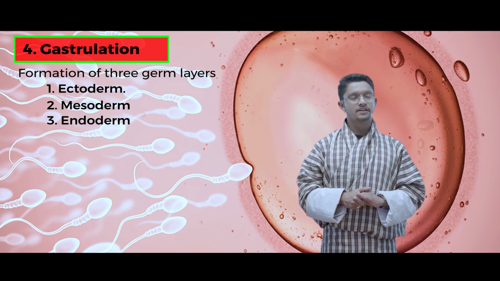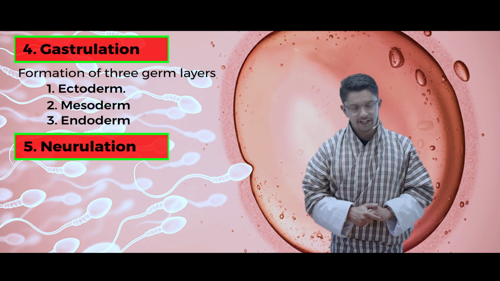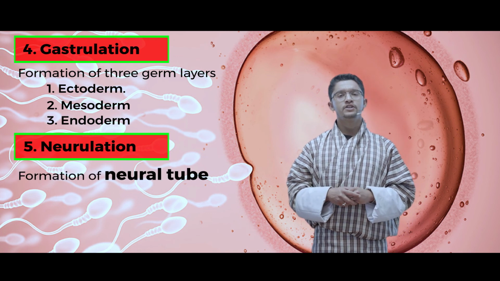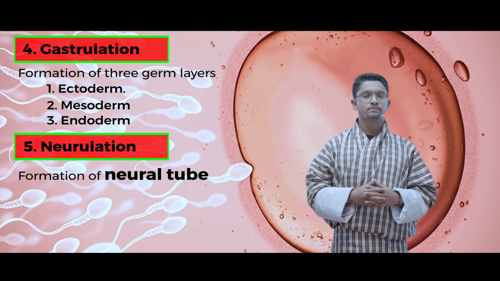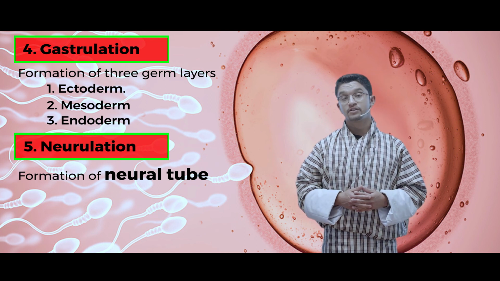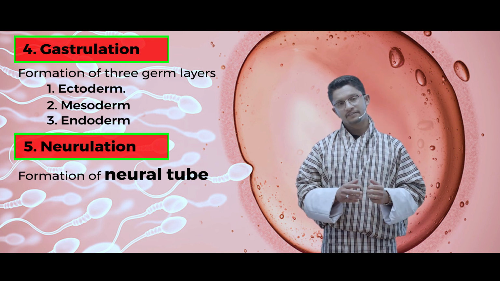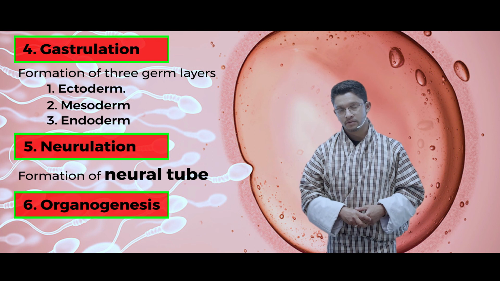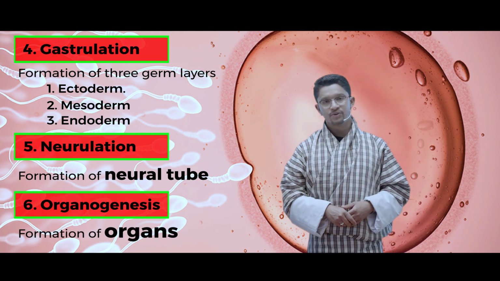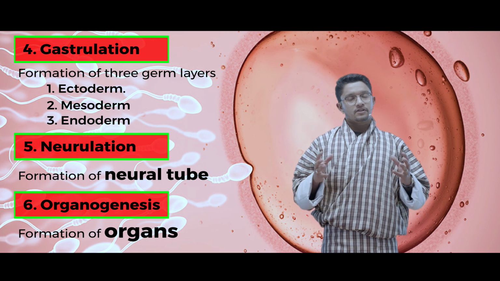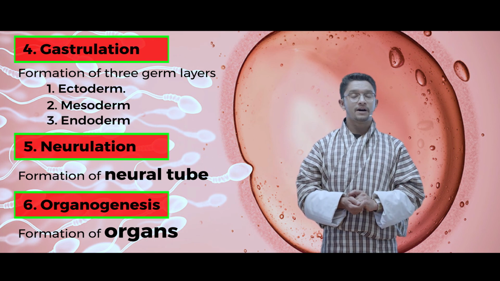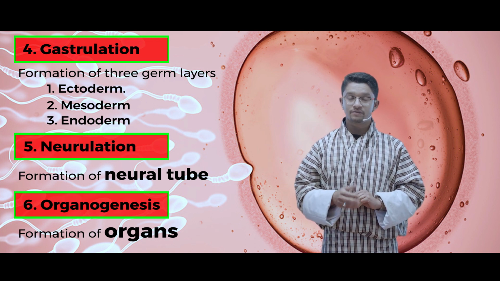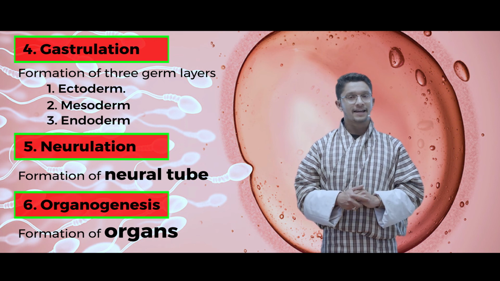After gastrulation, another important activity is called as neurulation. Neurulation is actually marked by the formation of neural tube, which later leads to the formation of our nervous system. After neurulation, then gradually other organs start to develop. So we call that as organogenesis. So the entire process takes about 9 months, starting from fertilization till the formation or full development of the baby. It takes 9 months.